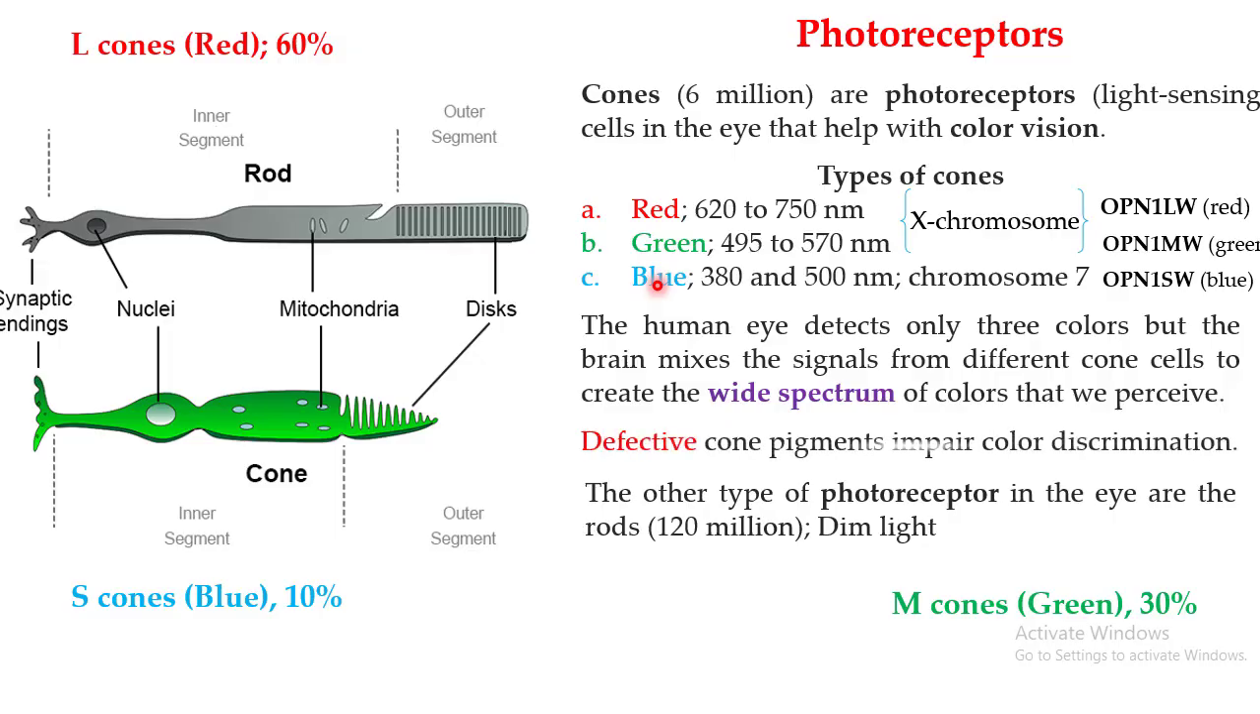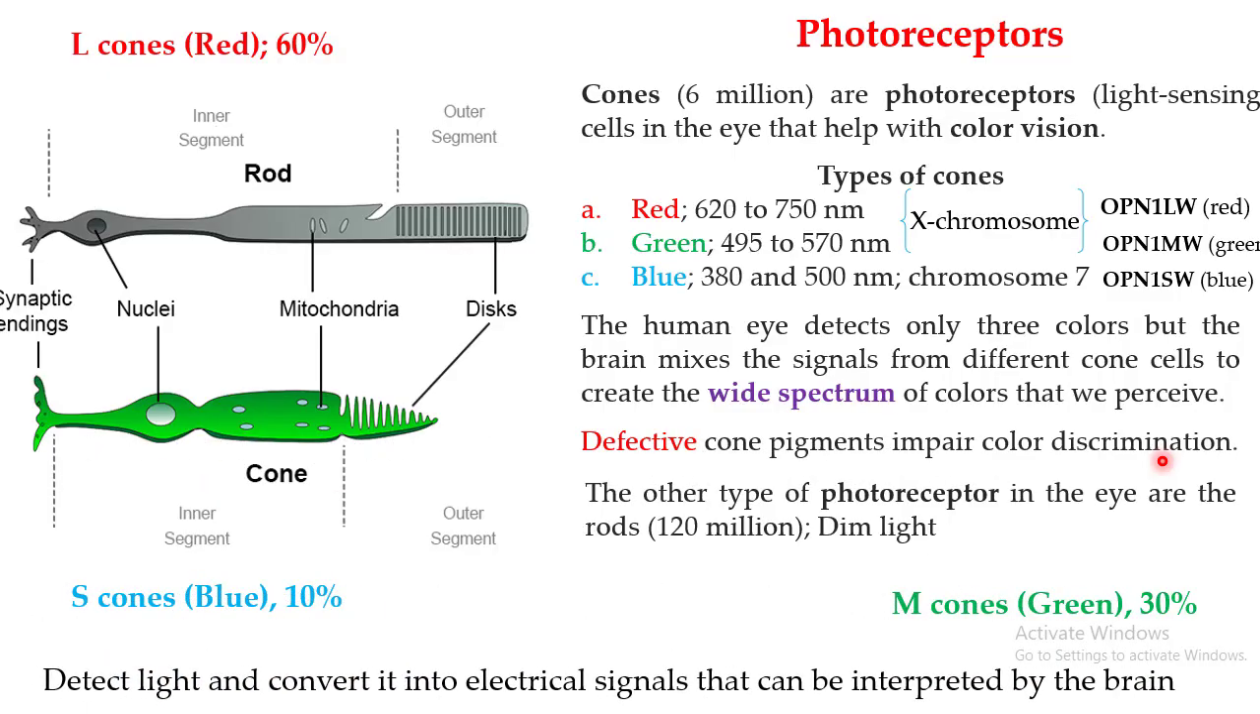Now, when there are problems with these cone pigments, for example, there is some problem with the red cones, or a problem with the cones responsible for detecting the green color, or the blue color, that is going to impair the color discrimination. And this particular condition is then known as color blindness, because your detection of the color gets impaired.